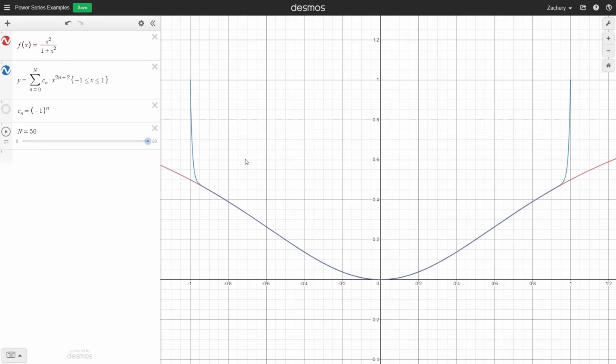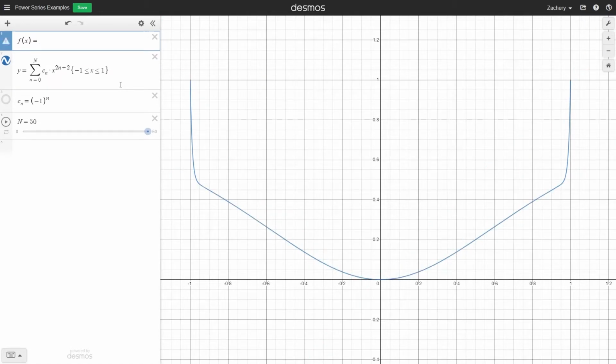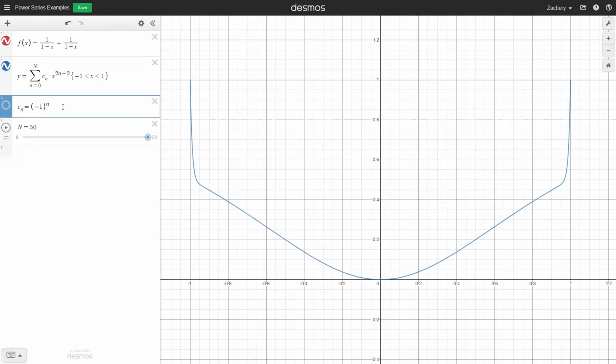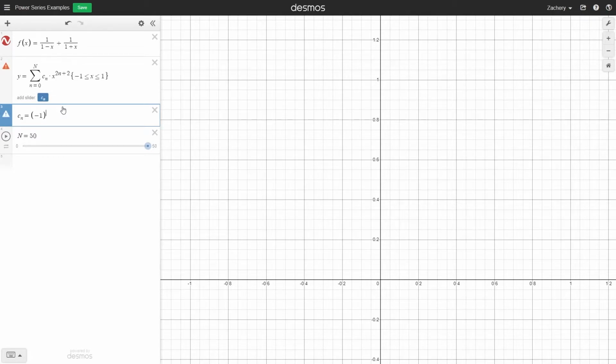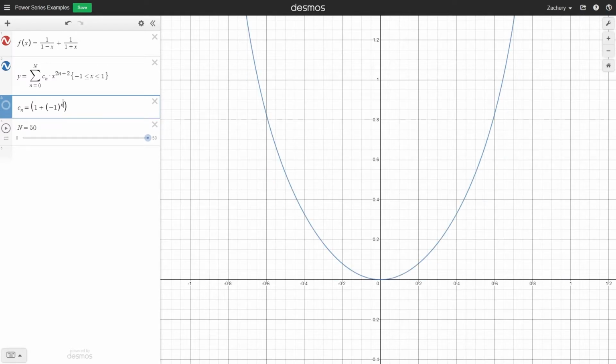Let's actually go back and do the first one as well. I just forgot to do that one. So if I go up here and we do, let's see, 1 over 1 minus x plus 1 over 1 plus x, right? That's what we had. And then c sub n, that's going to be, what do we have that as? Let's start this over. Okay, so 1 plus negative 1 to the n power. Yeah, that's what we had.